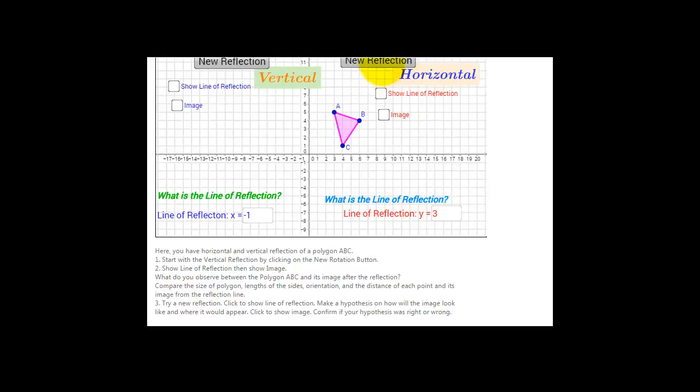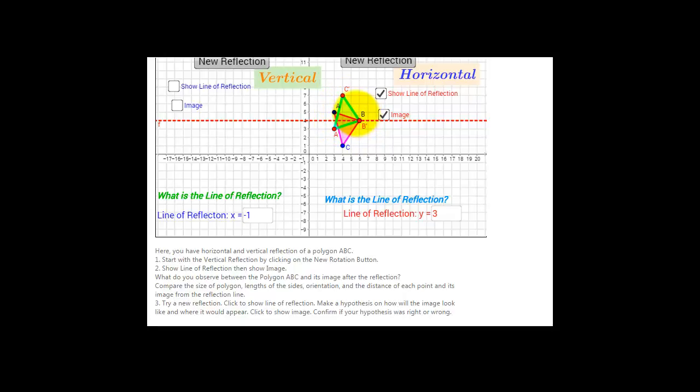So once more, they're going to start with clicking the button that says New Reflection. Then they're going to click on the checkbox that says Show Line of Reflection. The lines of reflection are going to be horizontal lines. This line of reflection is passing through y equals +4. Next, students are going to click on the checkbox that says Image. The image of this polygon appears. It is this blue polygon.